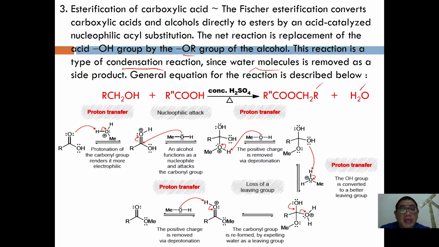Here is the mechanism for the esterification of carboxylic acid. As I told you, this mechanism is just a reference for you to understand how this reaction works. The rest of it is more or less the same.